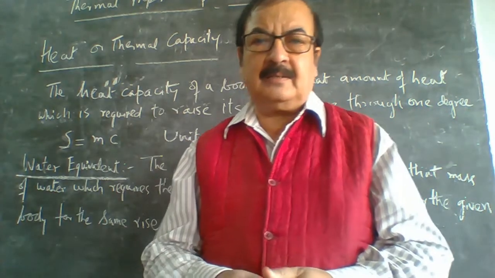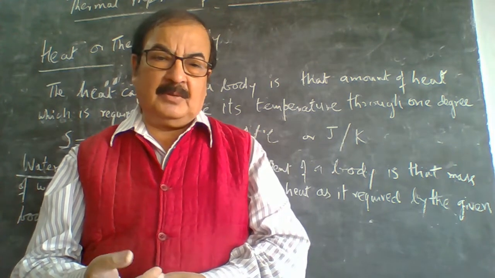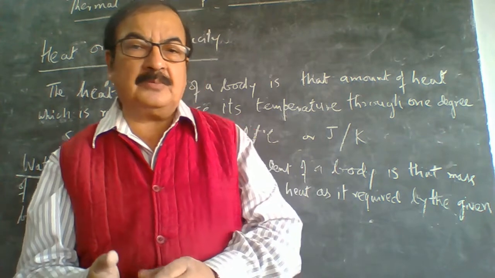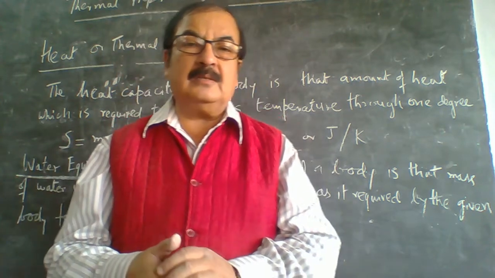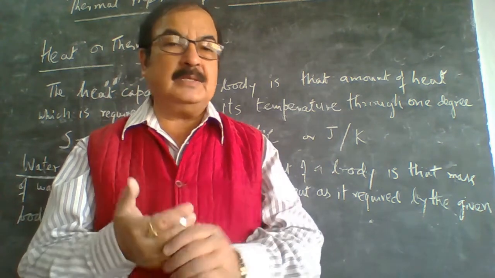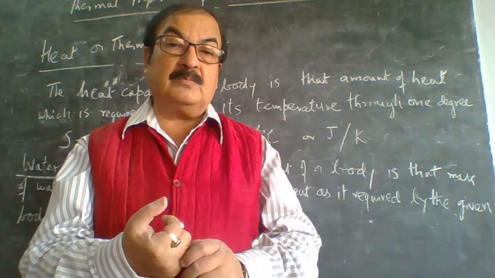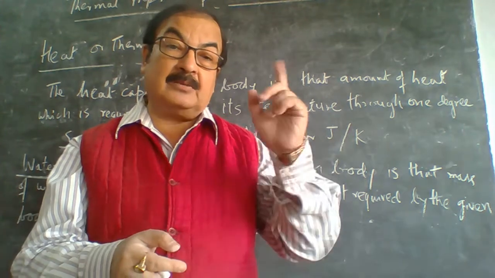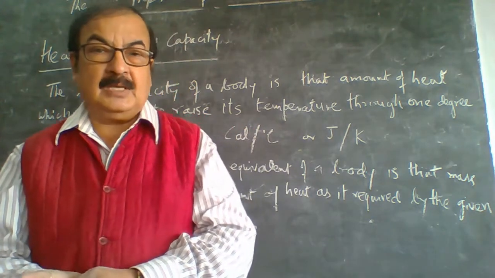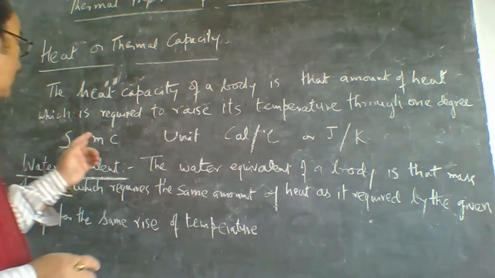Now let us take the heat capacity of a substance or heat capacity of a body. What is heat capacity? Heat capacity is that amount of heat which is required to raise the temperature of a body by 1 degree Celsius. There is no mention of 1 gram of that body. If it is mentioned, then that could have been the specific heat. We have already discussed that, and we have also discussed molar specific heat. Now this is the definition of heat capacity.